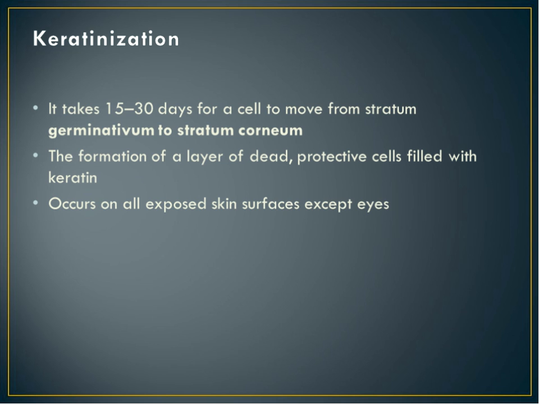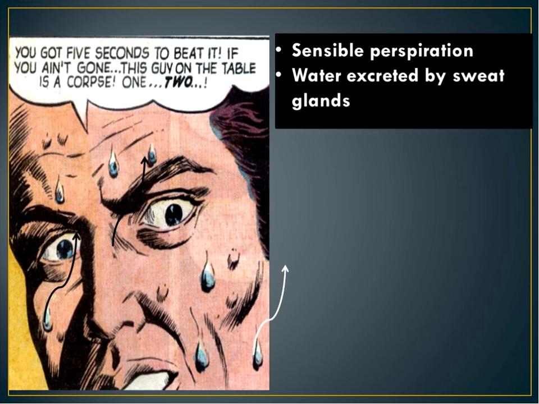Now the process of keratinization itself takes about 15 to 30 days, and it's got such a wide range there because it depends on other factors. It takes a while for the cells to move from that germinative layer to that corneal layer. The formation of that layer of dead protective cells is filled with keratin, and you find these keratinized cells in all exposed skin surfaces except for your eyes.